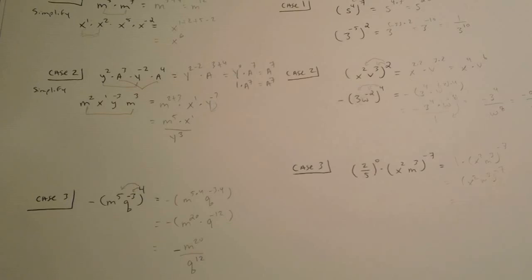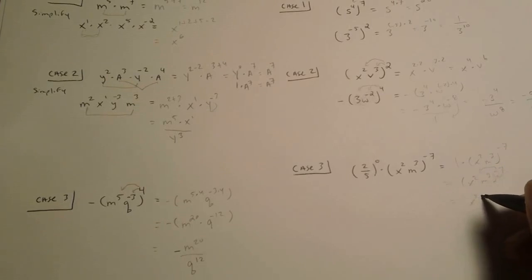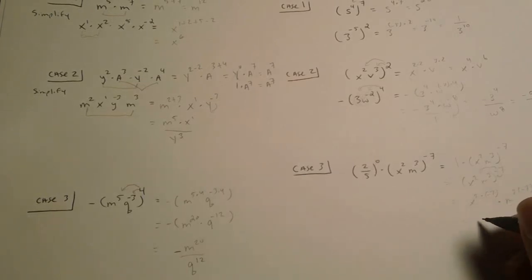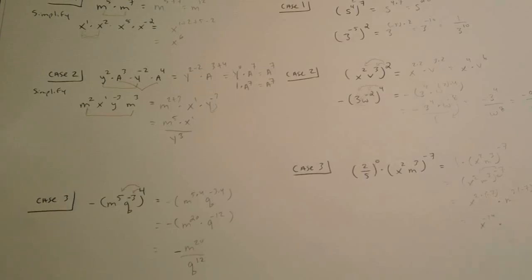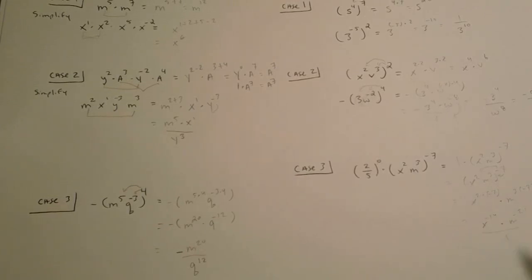Now let's just try and distribute. So you have x squared times negative 7, times m to the 3 times negative 7. And our final answer for this would be x to the negative 14 times m to the negative 21. Now both of our exponents came out to be negative, and they're both located in the numerator. So what are we going to do?